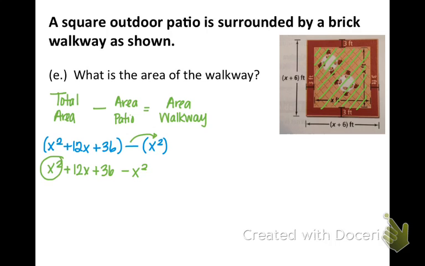Now, if I have a positive x squared and a negative x squared, what happens to those since they match exactly? That makes 0, and so these cancel out. And so the answer, if I wanted to know the area of just the walkway, like how many square feet of bricks do I need to pave the walkway, it would be just this.